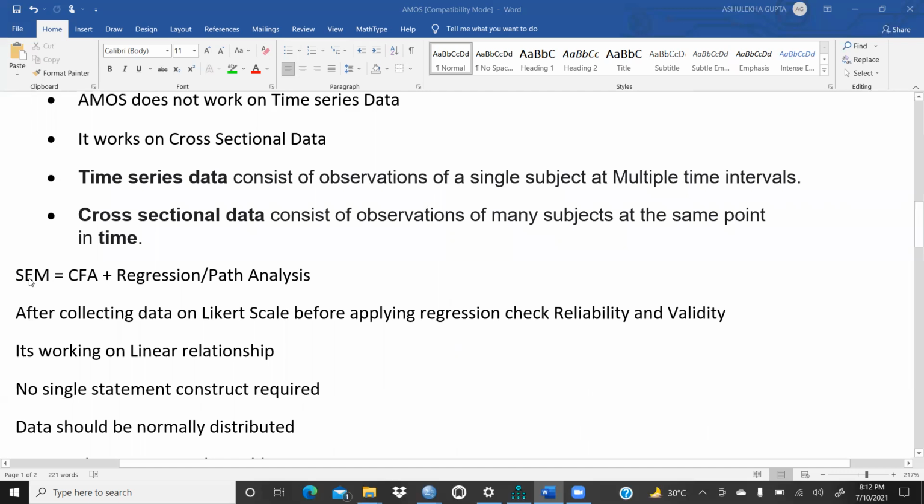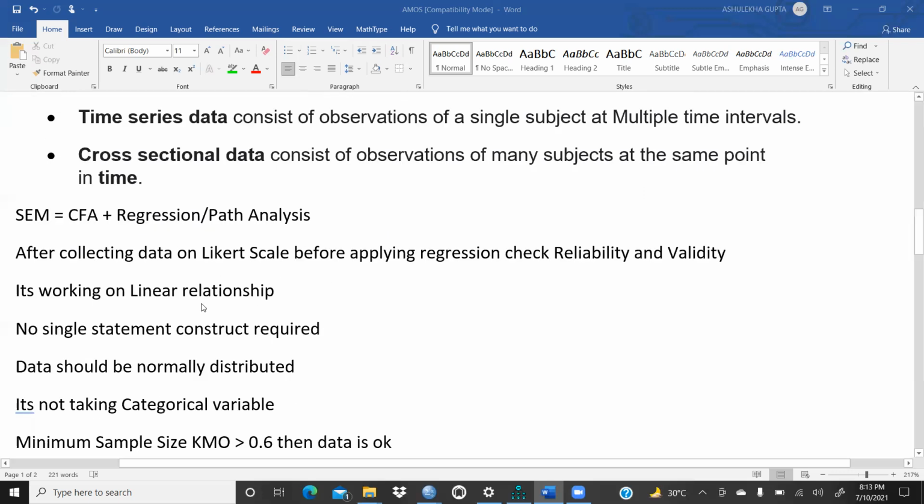So SEM, we understand CFA plus regression, right? CFA, confirmatory factor analysis, plus regression, or we can call it path analysis. After collecting data on a Likert scale, before applying regression, check reliability and validity. That's the most important. First, check whether your data is reliable and valid.